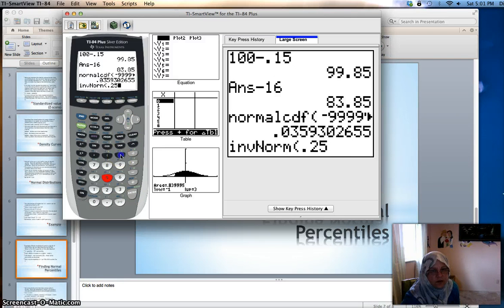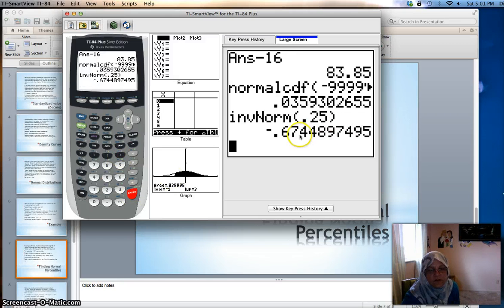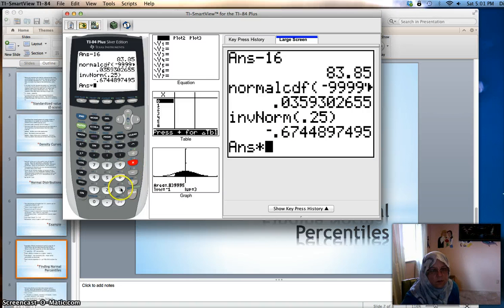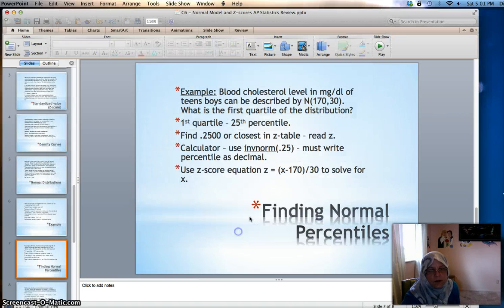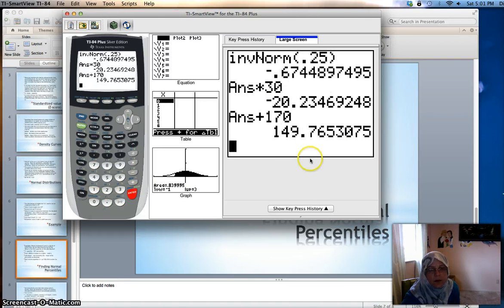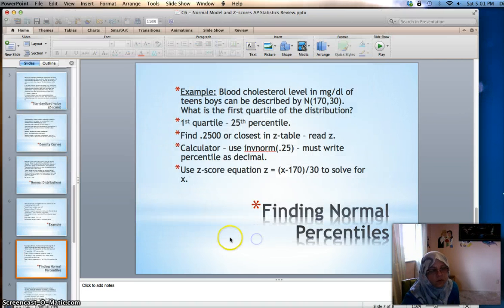0.25, has to be put in as a decimal. And so there's the Z-score, negative 0.674489. And then if I want to figure out the actual value, I need to plug that into the Z-score equation. So now I'm trying to solve for x. So I'm going to multiply by 30 on both sides to work on getting x alone. Okay, and then I need to add 170 to both sides. There we go. So the 25th percentile or quartile 1 would be at almost 150, 149.7 milligrams per deciliter.